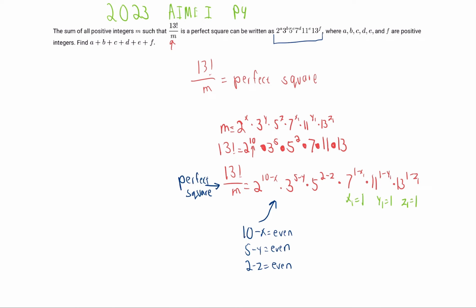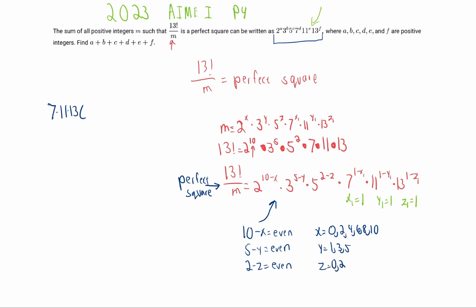Okay, if we go back to the question, we'll see what we're asking for. We can factor out a 7 times 11 times 13 because that's going to be in every single positive integer m, and we just have to sum over the 2, 3, 5 parts. So what about x? X can be 0, 2, 4, 6, 8, or 10. Y can be 1, 3, or 5. And z can be 0 or 2.